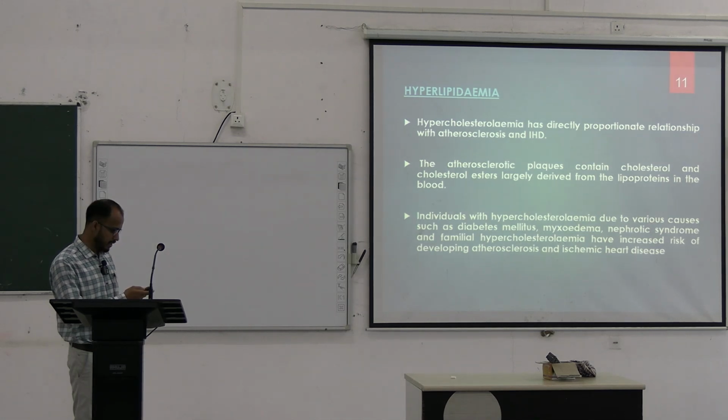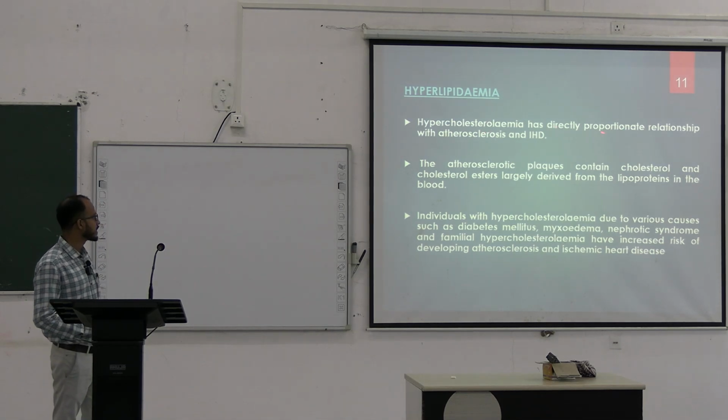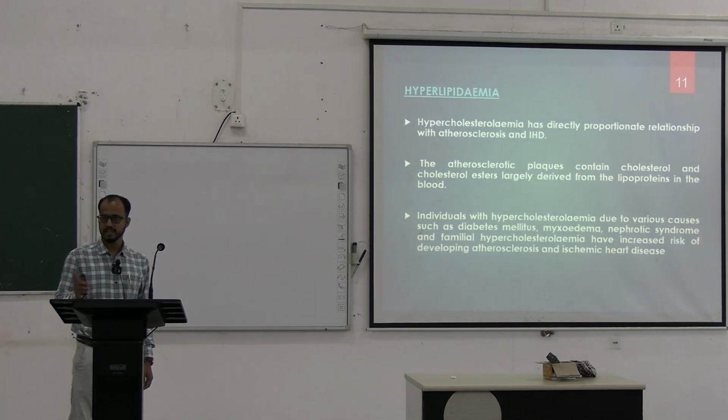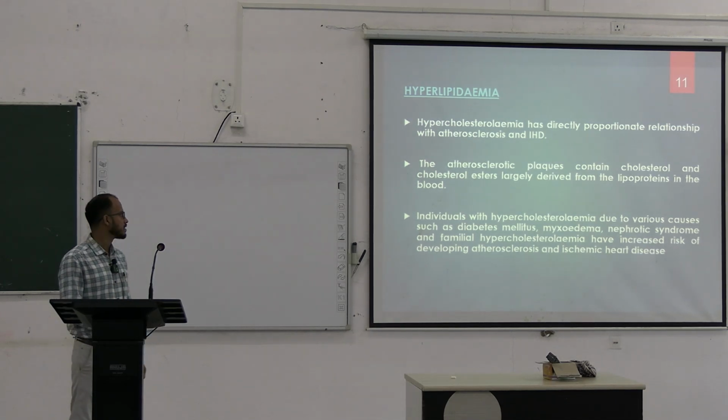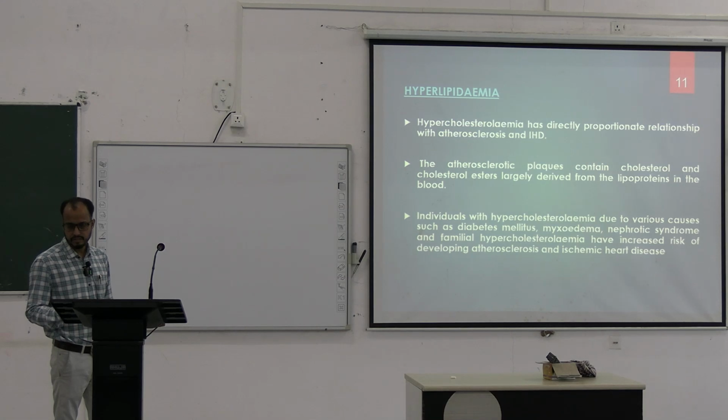So, this is the main culprit for developing atherosclerosis, that is hypercholesterolemia, which has a directly proportional relationship with atherosclerosis and ischemic heart disease. The atherosclerotic plaque contains cholesterol and cholesterol ester, largely derived from the lipoprotein in the blood. So, diseases associated with hyperlipidemia, that is myxedema, diabetes mellitus, and nephrotic syndrome, are also associated with atherosclerosis and ischemic heart disease. Okay.